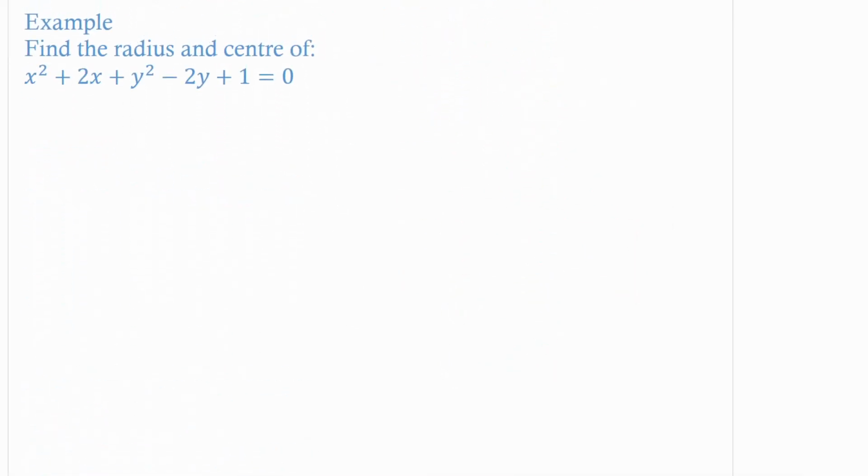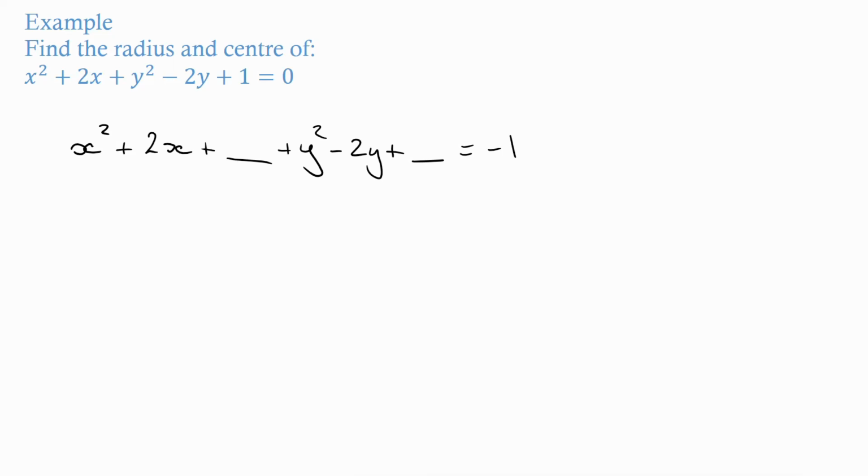Alright, next, this is a little bit more tricky. These are the ones that you'll come across that can throw a spanner in the works. They require you to complete the square. So I'm going to set it up really quickly: x squared plus 2x plus something, plus y squared minus 2y plus something, equals negative 1. What I did there was quickly move that negative 1 over.